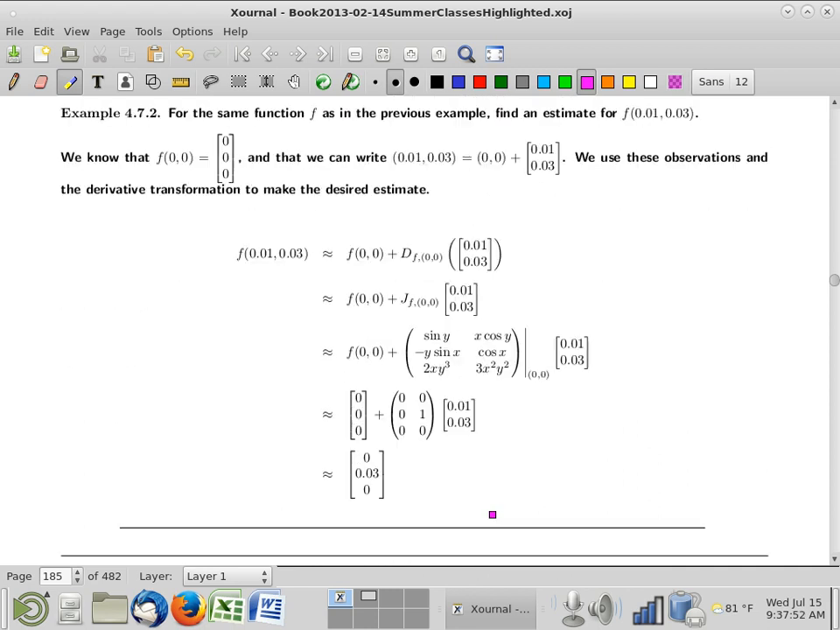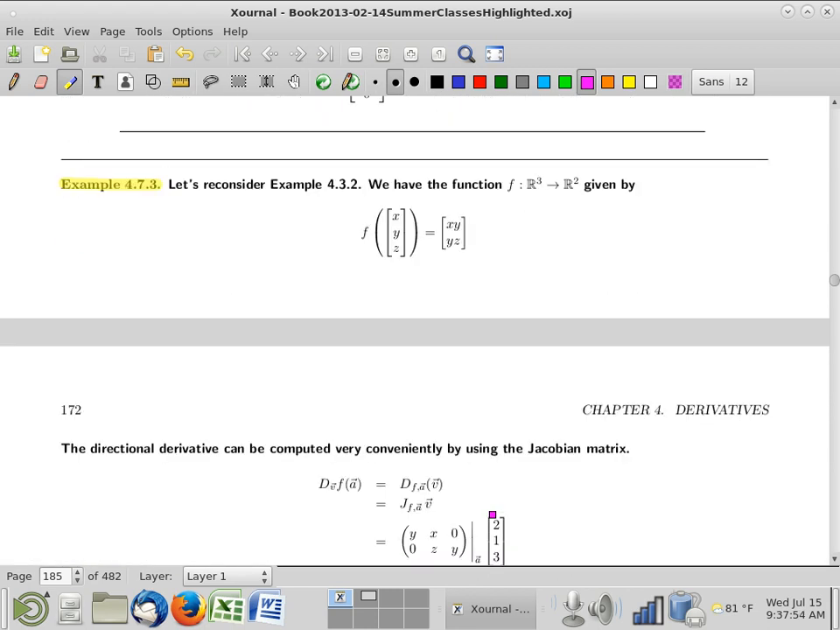Another example. This example y'all can read. It's a variation on the one we just did. Now, new function. This one's a function from R3 to R2. So there are 3 input variables, 2 output variables. We're going to compute the directional derivative again. By the way, this is a rehash of example 4.3.2, so you might compare what we're about to see here with example 4.3.2 from several sections back. We did it sort of the brute force way back in section 4.3. Here we're going to do it the new powerful way using Jacobian matrices.